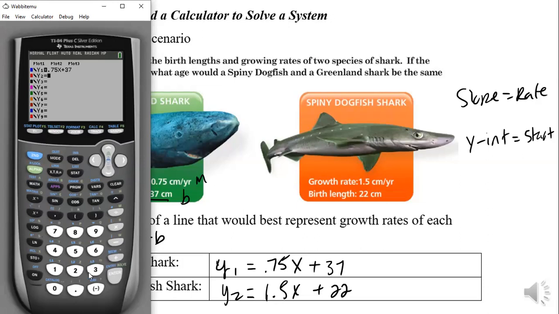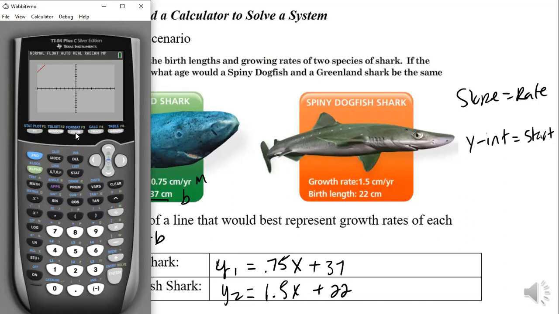Did I type it wrong? And we get 1.5x plus 22. All right, so we're going to hit graph. Notice when I hit graph, I see nothing. Oh no, I did something wrong. Okay, why don't I see anything? Because it's right up there on top of the corner. Is my current setting for my window appropriate? No, it is not. So there is a trick though.